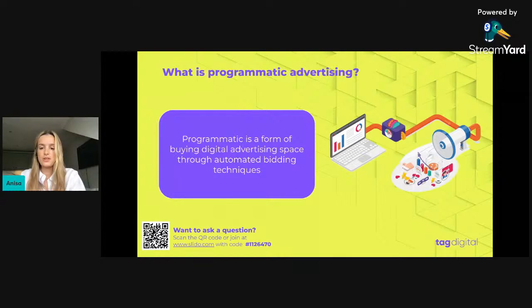And at Tag Digital, we have run programmatic ads promoting different types of events for over 2 years. There are many platforms you can use to run programmatic campaigns, but the one that we use here at Tag is called DV360, and this is one of the Google marketing platforms.